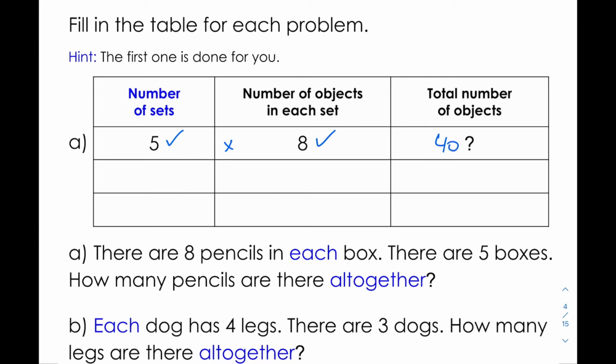Question B, each dog has 4 legs, so that's the number of objects in a set. There are 3 dogs. Each dog is a set. How many legs altogether? Well, 3 times 4 is 12.